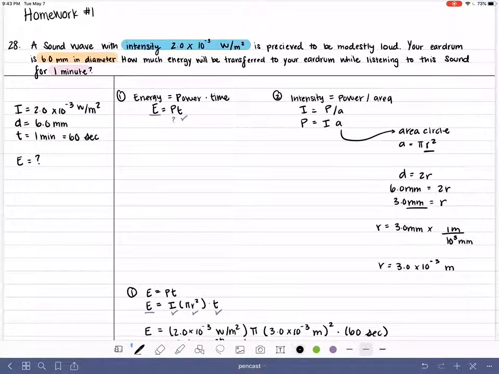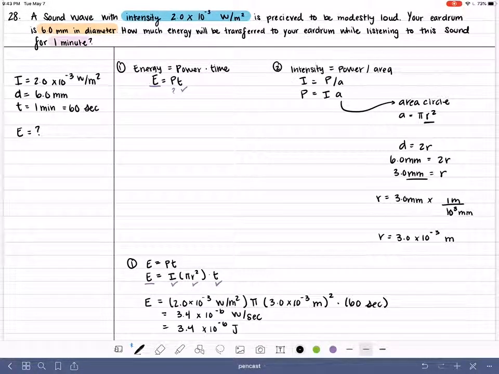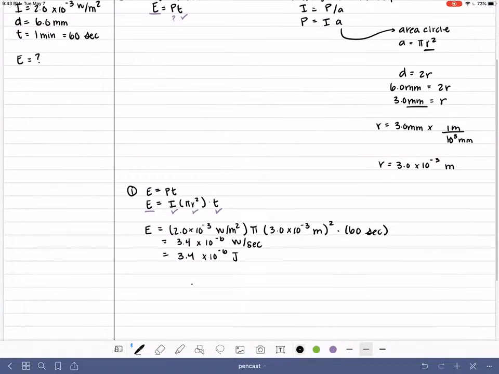So, back to our question, it takes 3.4 times 10 to the negative 6 joules of energy to transfer the sound to your ear. Awesome.